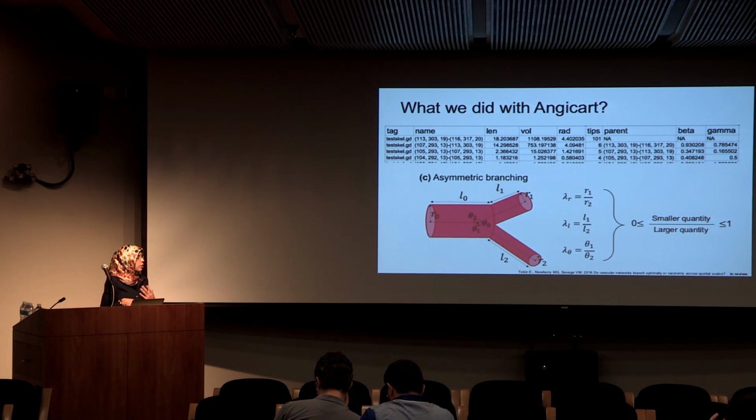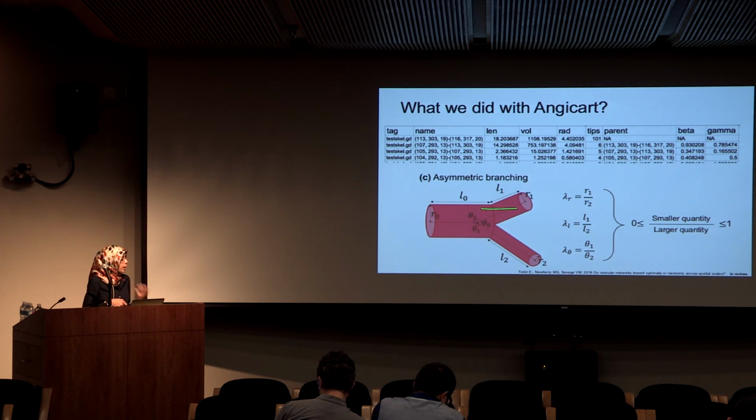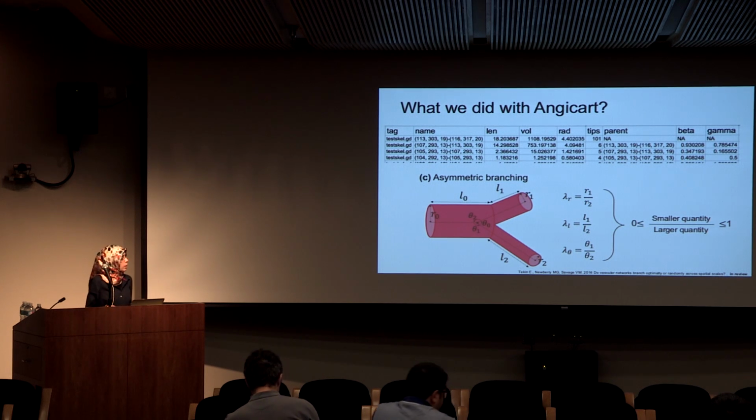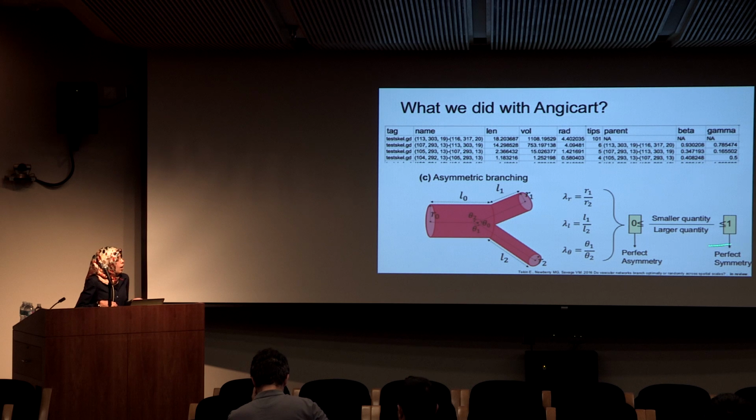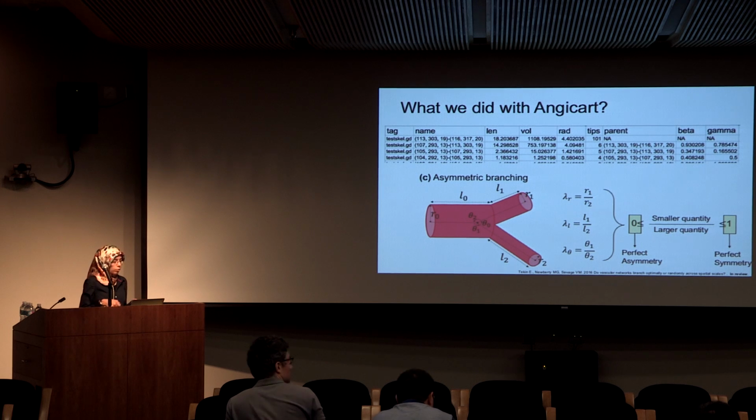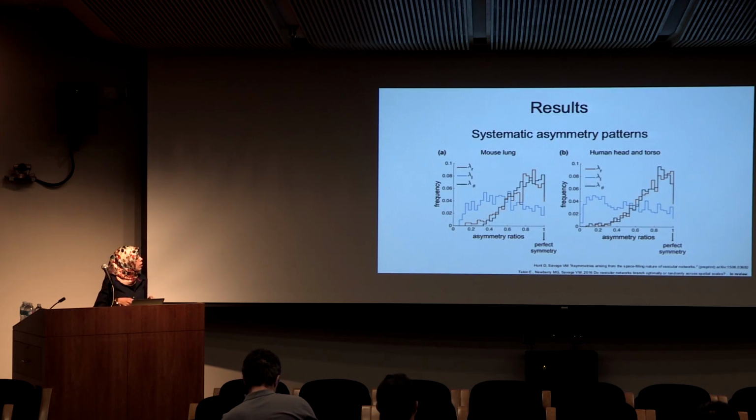there's a general assumption that the siblings are identical in terms of their physical properties, like the radius, length, or branching angles. So we characterize the asymmetry by using ratios between the radius, length, and branching angles, and we divide the smaller by the larger so that this ratio is between 0 and 1. So 1 means that siblings are identical, which corresponds to perfect symmetry, and 0 corresponds to perfect asymmetry.